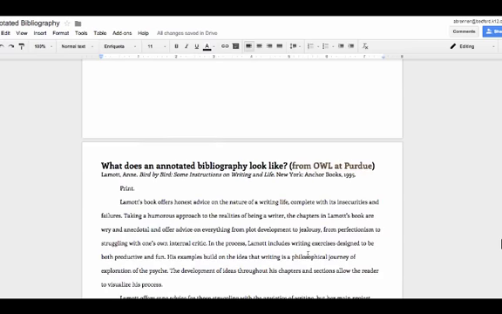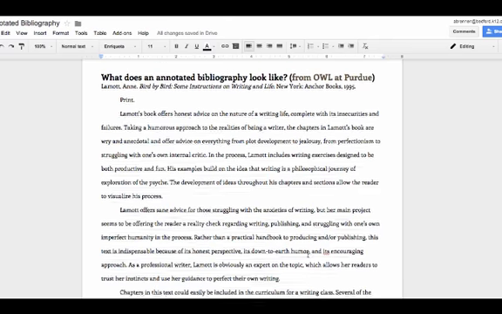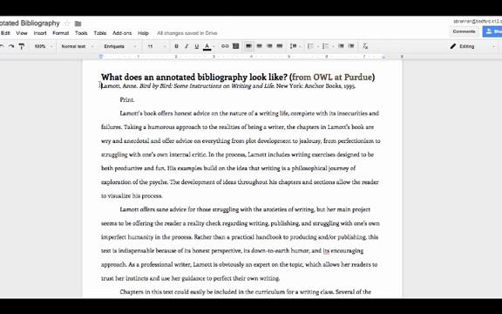Finally, I'd like to share with you what the actual finished product will look like. So you have first, number 1, your citation. So this came from a book called Bird by Bird, Some Instructions on Writing in Life, written by Anne Lamott in New York in 1995, and it was, of course, published in print because it's a book. But the next thing that you have is the summary.